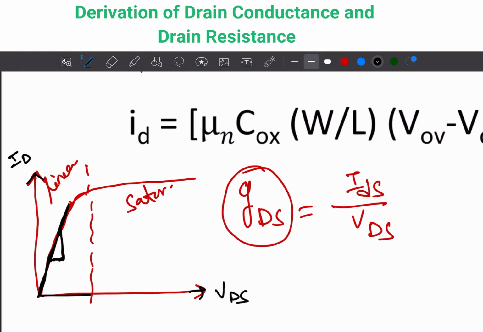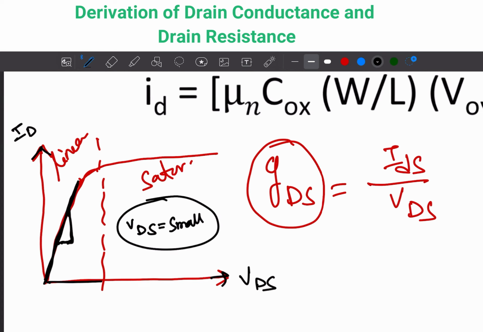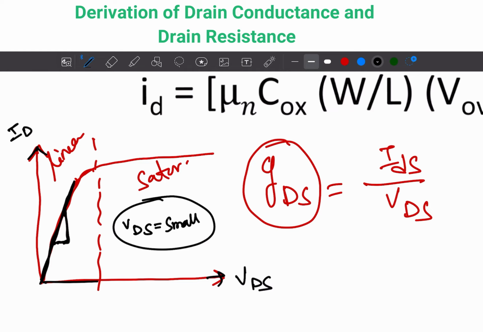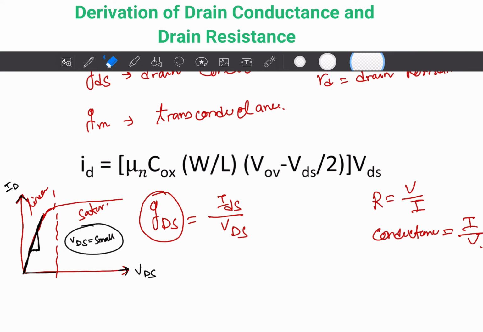And in the linear region, another thing we need to consider is that VDS is small, right? In my first video on the current equation, I already explained how to calculate the current when VDS is small. So now let's derive the value of GDS. Okay, as VDS is small, we can neglect this part. So then what is the value of ID?